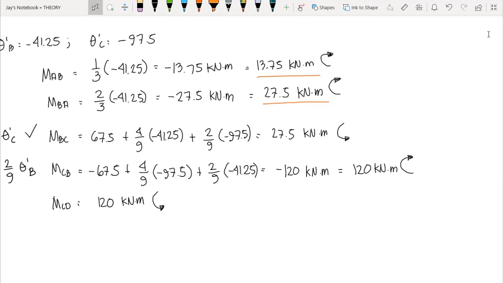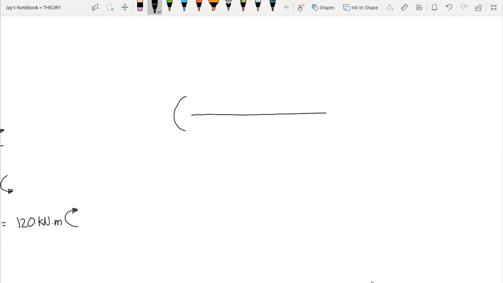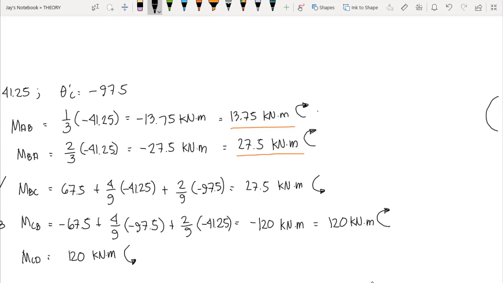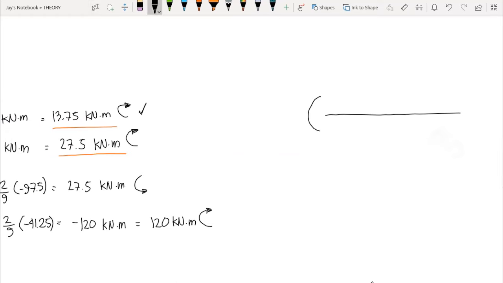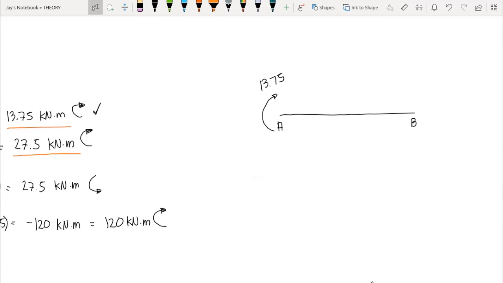Then to draw the shear and moment diagram, we need to compute the reactions. So we begin at AB. We already know the values of the moments. Moment AB is rotating clockwise, and the value is 13.75. And moment BA, the same as with AB, is still rotating clockwise, with 27.5. So we can compute the reaction at A and the left side reaction at B.